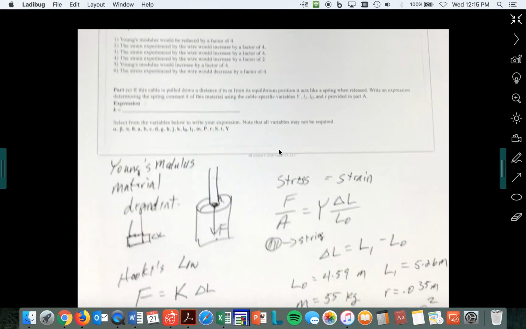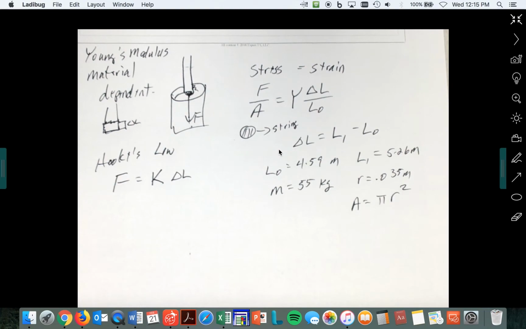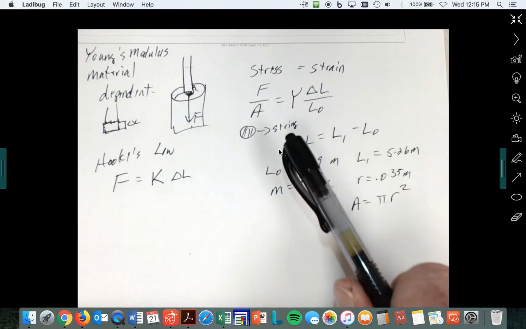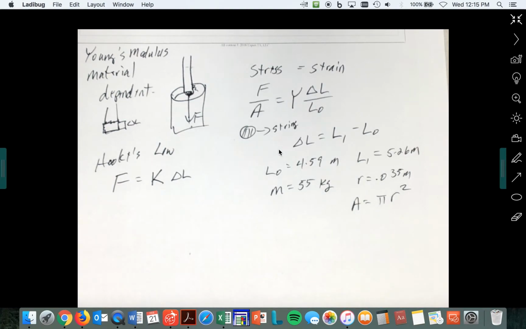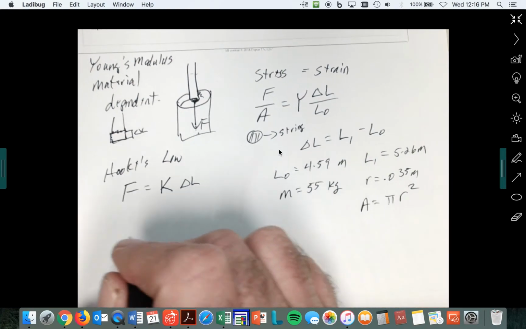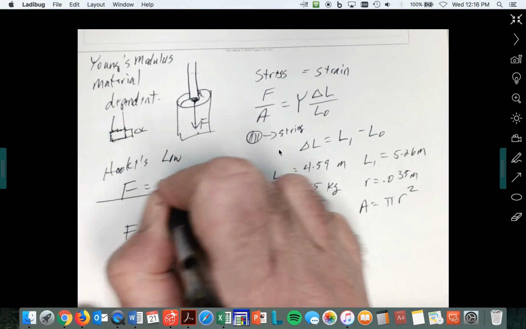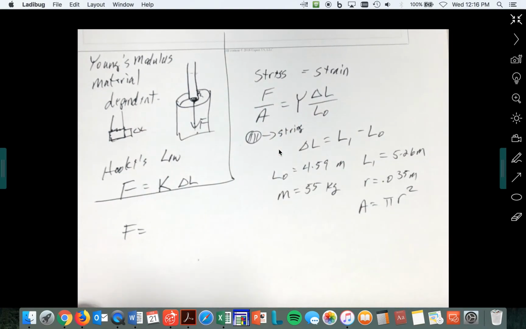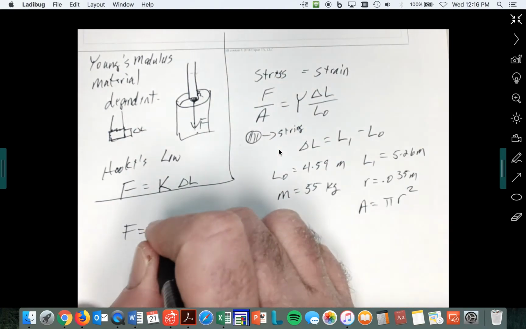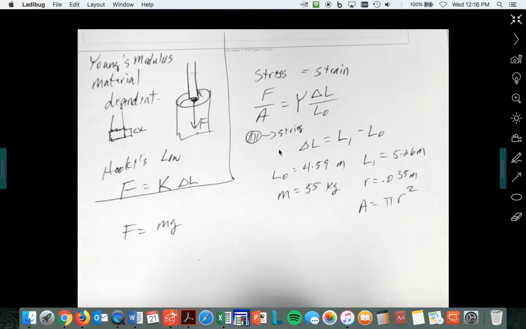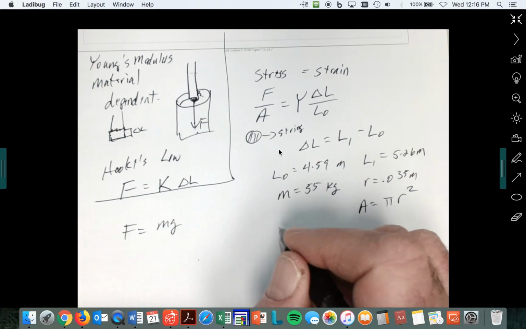Sorry, you couldn't see what I was writing there. Probably poor quality video there. So anyway, what we've got to do is find Y. I can find Y because I've got numbers for everything else. I know that the force here is equal to mg. So we're just solving for Y, and that's just an algebra thing.